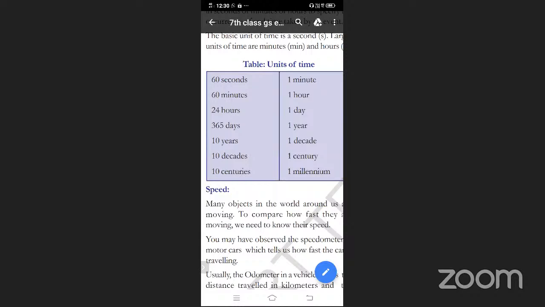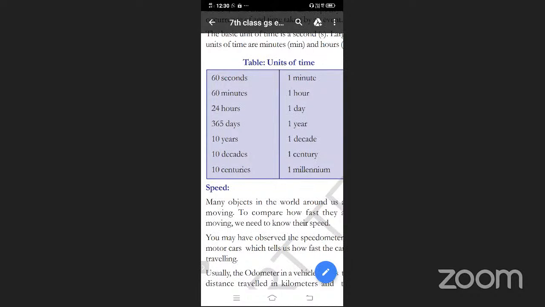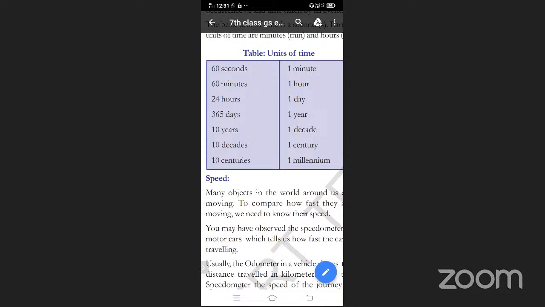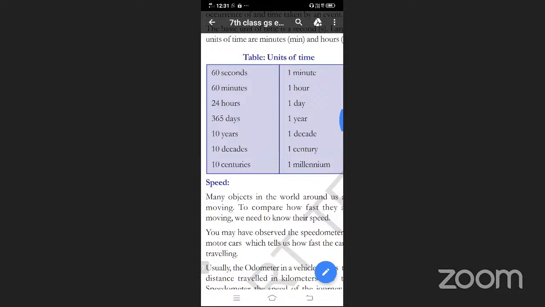Time table of units of time. 60 seconds is equal to 1 minute. Write this. 60 minutes is equal to 1 hour. 24 hours is equal to 1 day. Please, children, those who did not have a textbook, you complete this table first. Don't waste your time. 365 days is equal to 1 year. Somebody is unmuted, children, keep yourself on mute. 10 years is equal to 1 decade. 10 decades is equal to 1 century. And 10 centuries is equal to 1 millennium. Children, complete this.